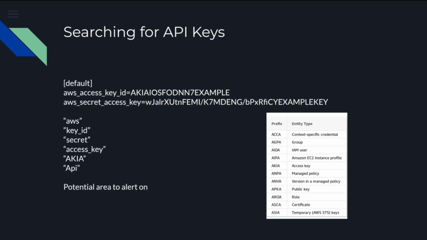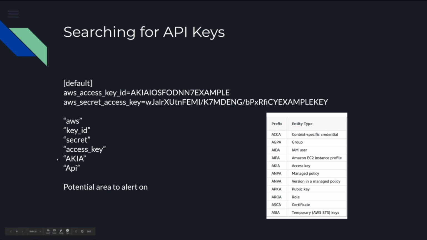All right, next up, searching for API keys. These are some good grep patterns that you can search for. Things like key ID and secret, and AKIA is the beginning of all long-lived access keys. It's actually a list of prefixes that Amazon uses to delegate different privileges or different keys. Definitely a potential area for you to alert on.